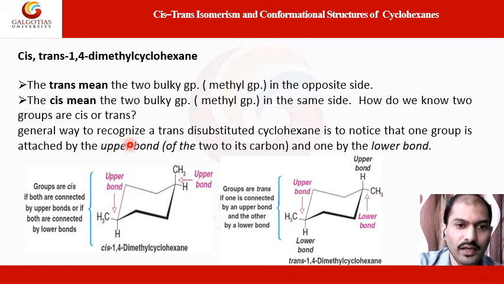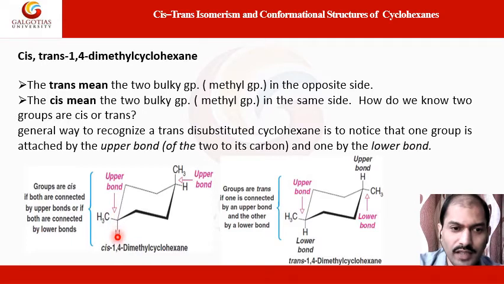Generally, to recognize trans disubstituted cyclohexane, notice that one group is attached by the upper bond of its carbon and one by the lower bond. Here, in the case of cis, this is the cis form. If you see the cis form, these are anti to each other, however these are the axial positions. So you can say 1, 2, 3, 4, 1,4 axial-equatorial will be the cis form.